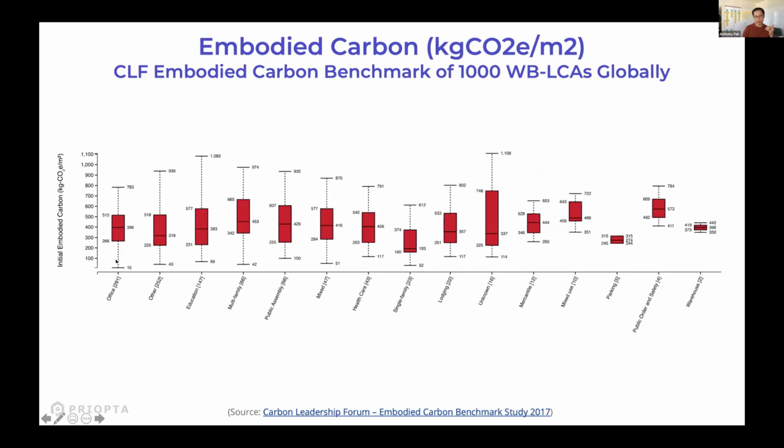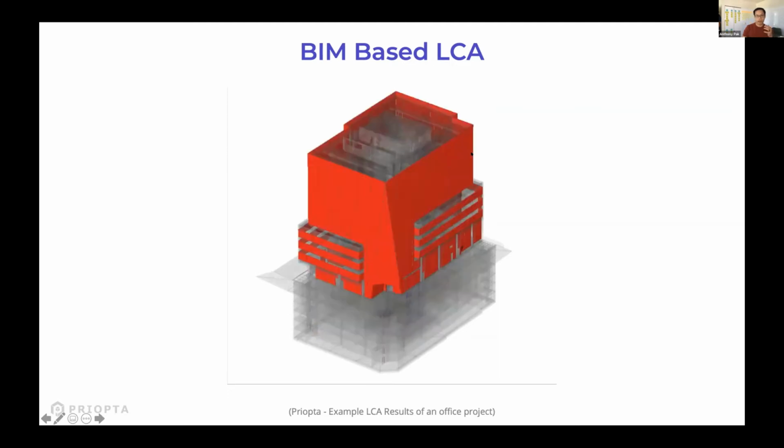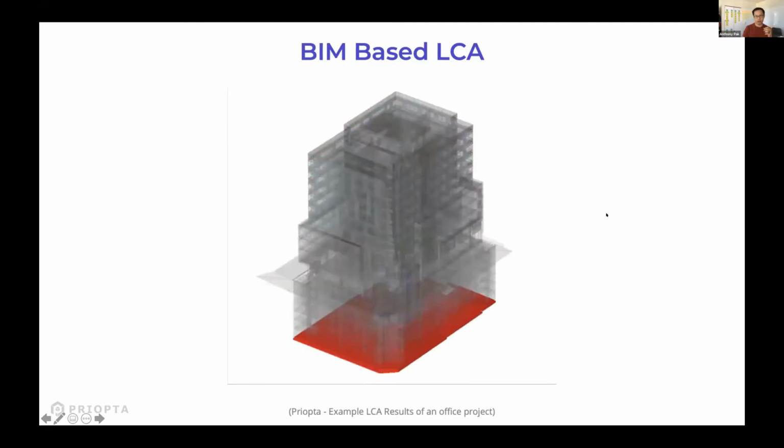It's typically anywhere in the range of 100 to 1,000, with many projects coming in the 200 to 600 range. This is a study of 1,000 whole building LCAs done around the world. Now, what I do is life cycle assessment. I'm an LCA consultant. What I would do is take a Revit model, and first I'd have to do some cleaning up of the Revit model, but then map all the materials in that Revit model to databases that have emission factors for the concrete, steel, et cetera.